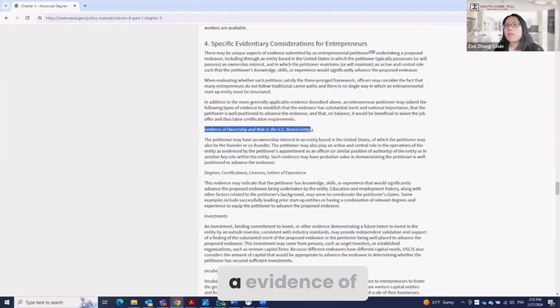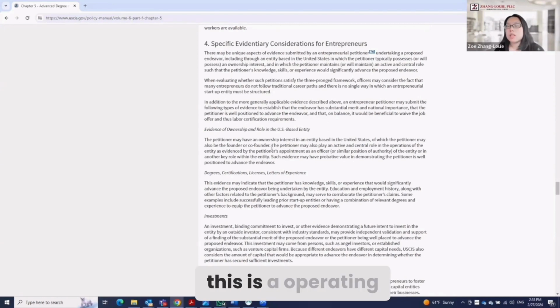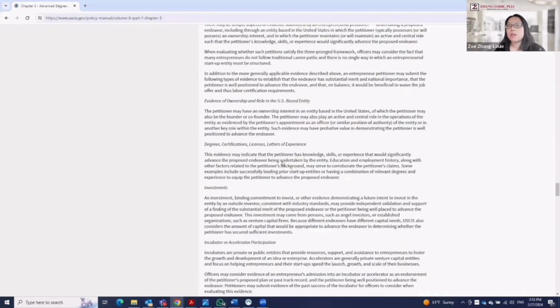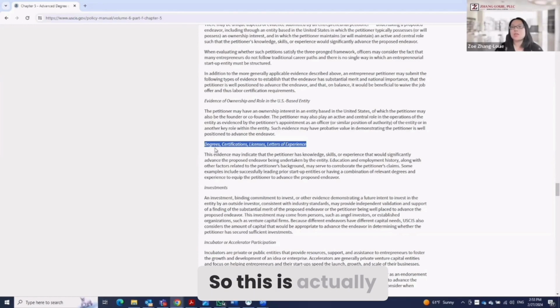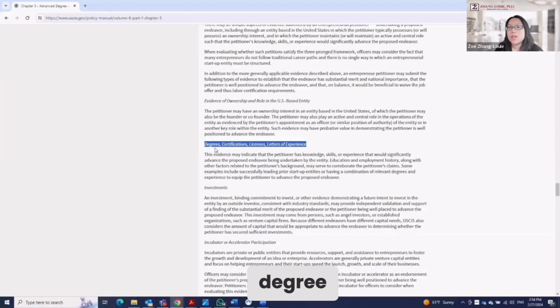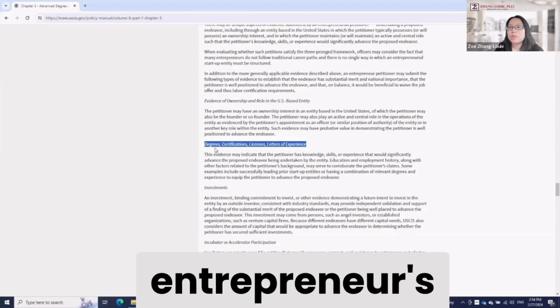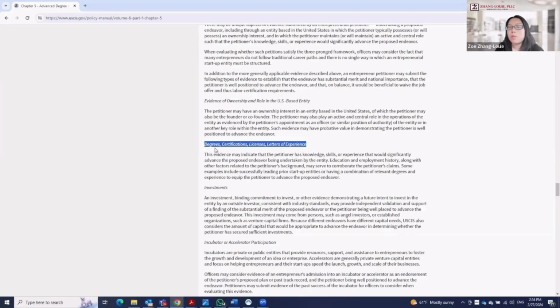We need to have evidence of ownership and role in the US-based entity. Documentation-wise, this is an operating agreement, a certificate or articles of incorporation showing your name on there, and that you have control of the company. Degrees, certifications, licenses, letters of experience, your diplomas, your training. This hits two sections, especially if you don't have a bachelor's degree. This will fit the entrepreneur's required considerations, and also one of the criteria for exceptional ability.